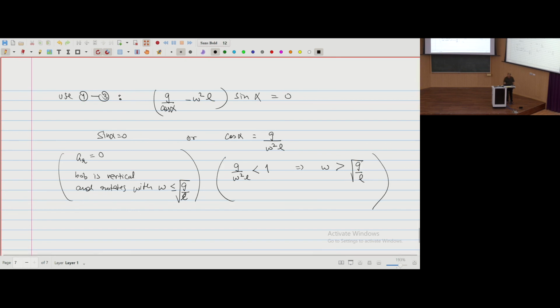So when omega is greater than square root g by L, if it's a large enough omega, it will have a tendency to fly out and form an angle with the vertical.